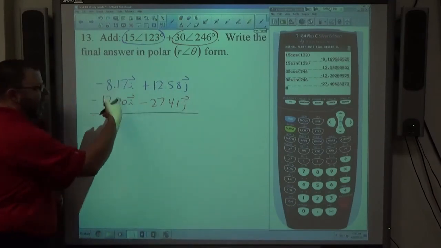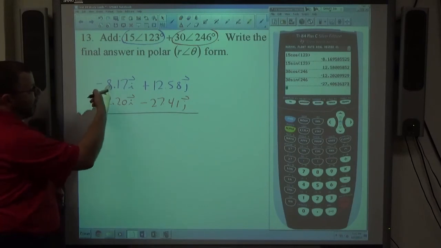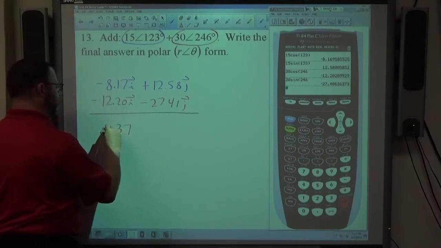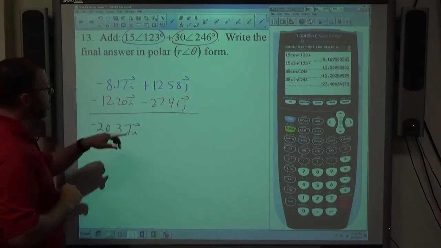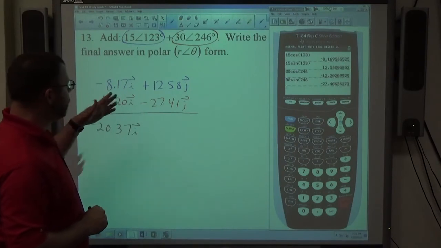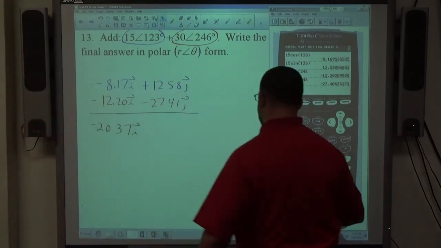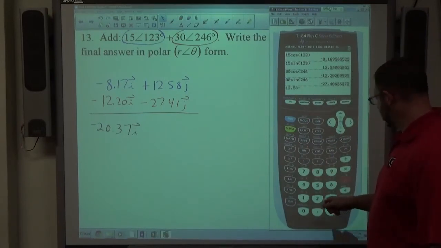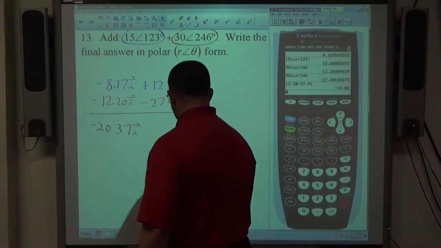Then we simply add the i's and the j's together, either add or subtract based on sign. In this case I'm adding the i's because the signs are both negative, so negative 20.37i. And 12.58 and negative 27.41 are opposite signs, big minus small, so 12.58 minus 27.41 comes out to negative 14.83.